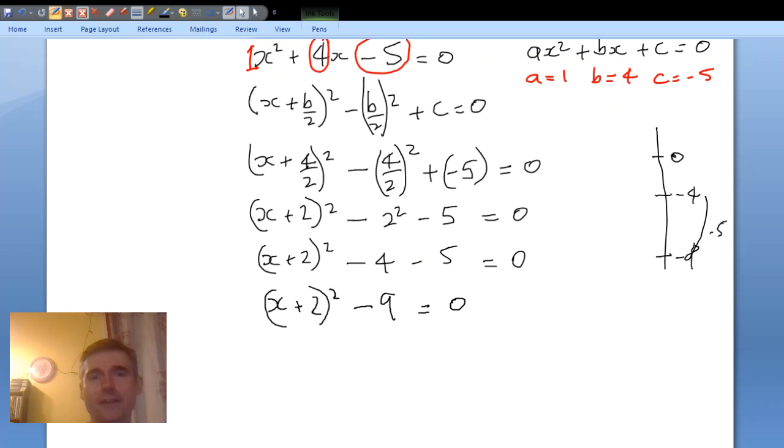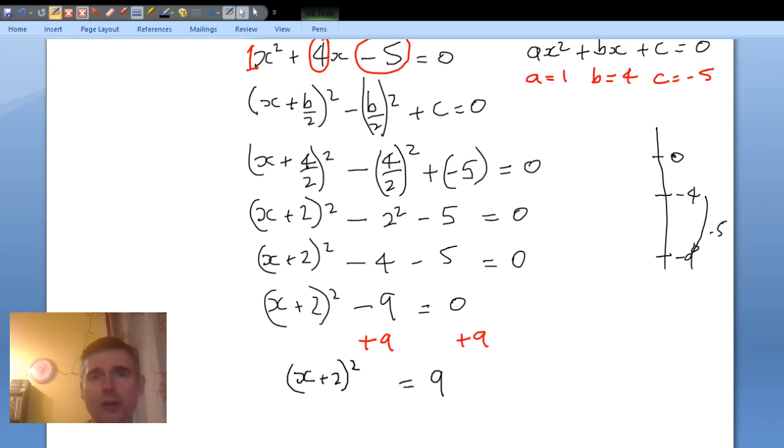We're now going to try and get the x on its own on the left hand side and solve it in a similar way we would do to a linear equation. This isn't linear because it's got a squared on it, so linear doesn't have powers in it. First thing we can do easily is try and get rid of the negative 9 here by adding 9 to both sides. And what that will give us is that x plus 2 all squared equals 9.